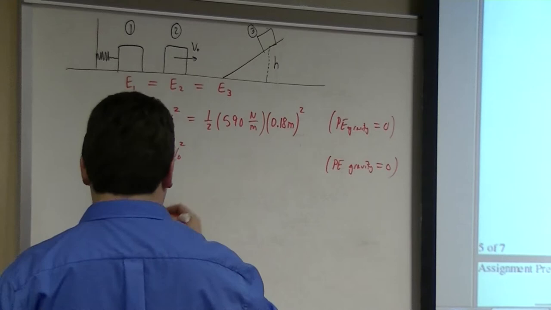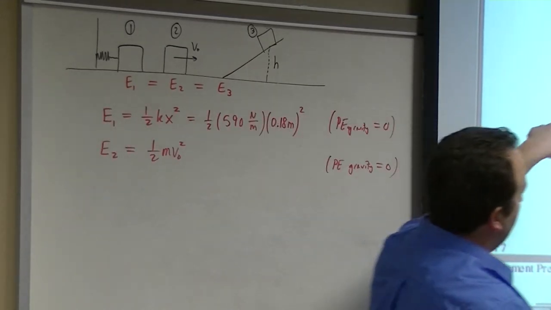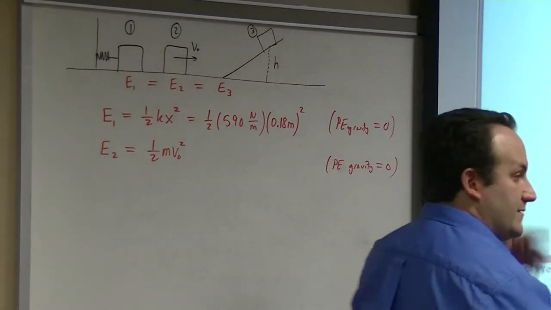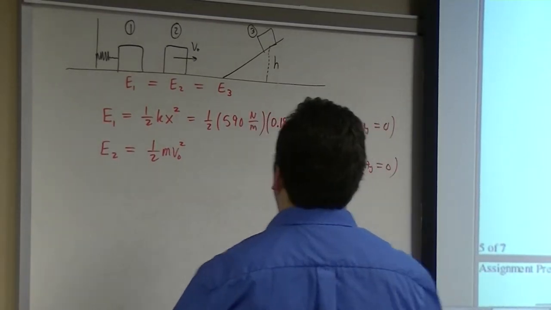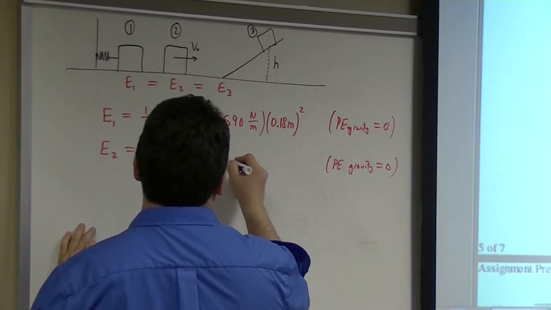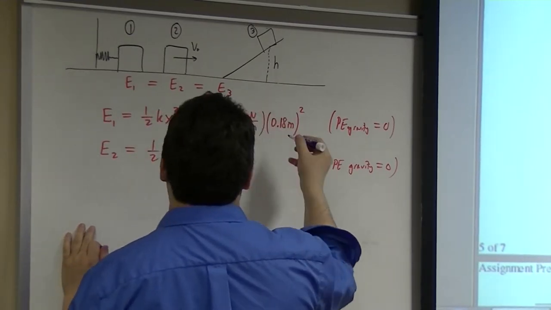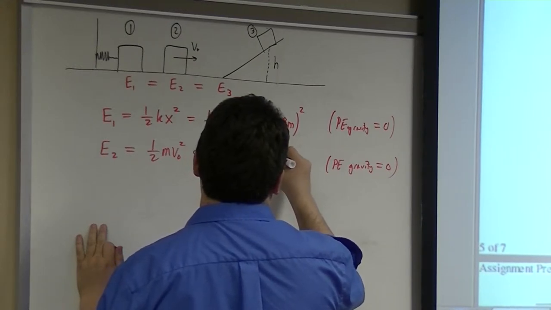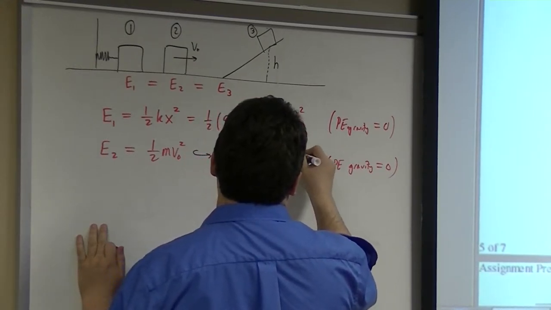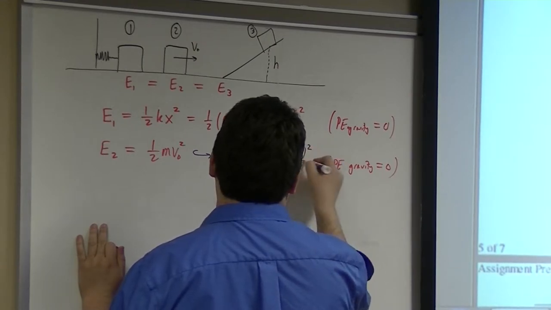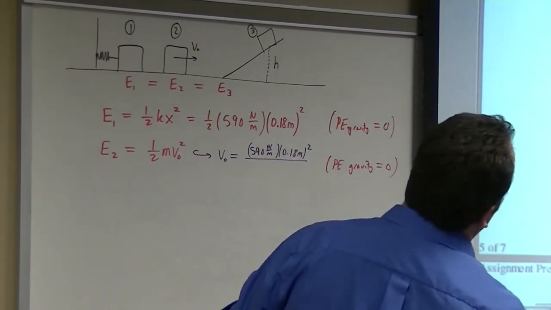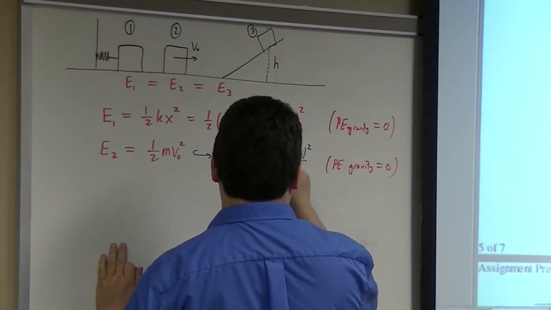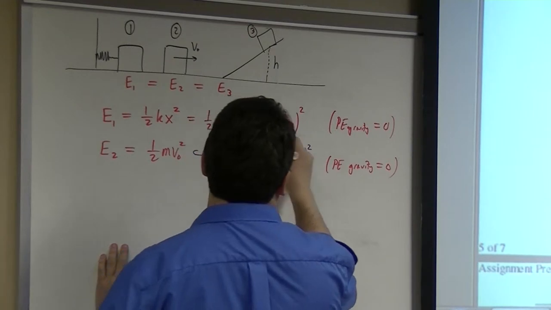By the way, we can solve for v0 from that. That's part A, right? What's the speed of the block as it slides along the horizontal surface just having left the spring? That's v0, right? So you can solve for v0. It says that v0, cancel the halves, right? You get 590 newtons per meter times 0.18 meters quantity squared, divided by the mass. What was the mass? 2 kilograms. I've got to take the square root of all that.